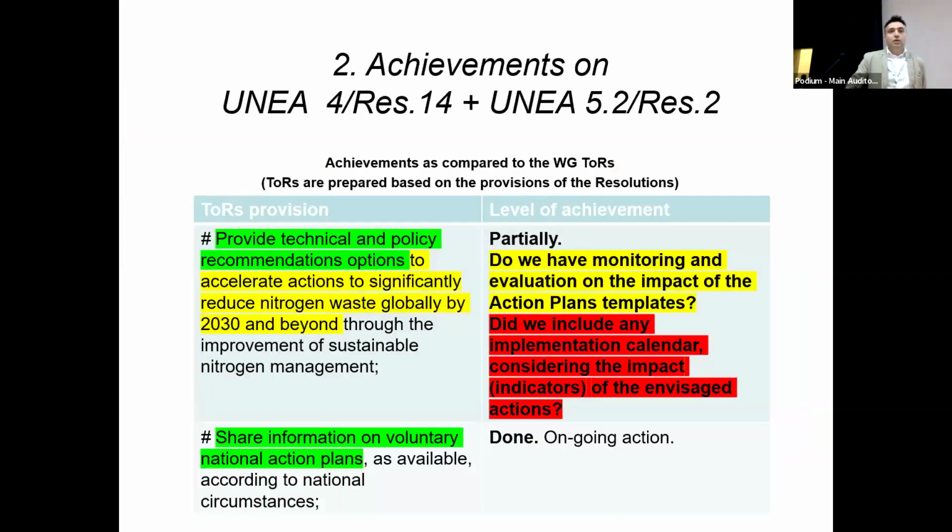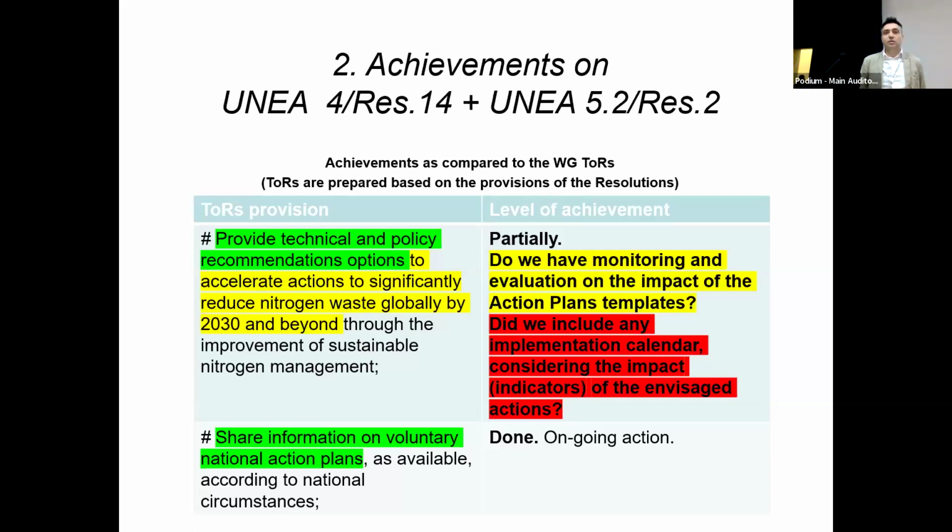We've been asked as a working group to provide technical and policy recommendations, options to accelerate actions to significantly reduce nitrogen waste globally by 2030 and beyond. This type of wording, as I was told, was negotiated very hard before the UNEA 5.2 resolution, because it was supposed to have, or initially had here, the global aim of halving nitrogen waste. But after the member states' negotiation, this is what we all ended up with.